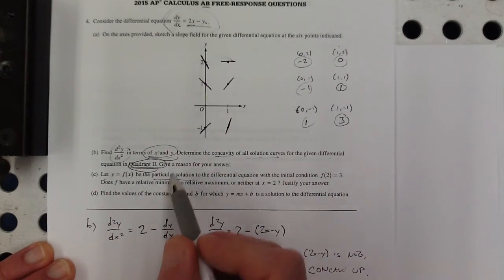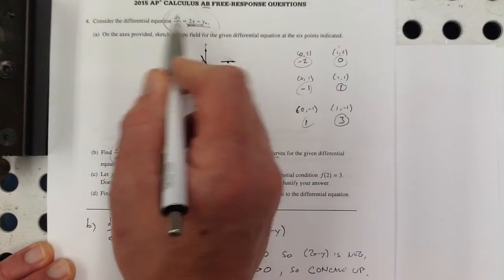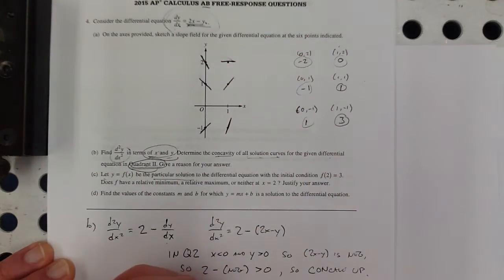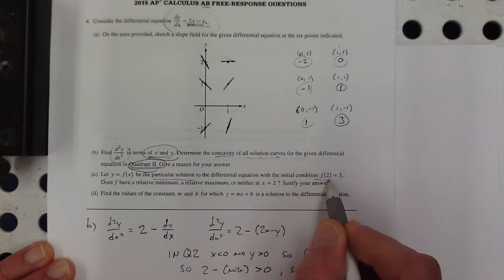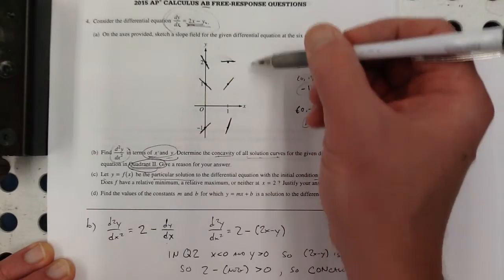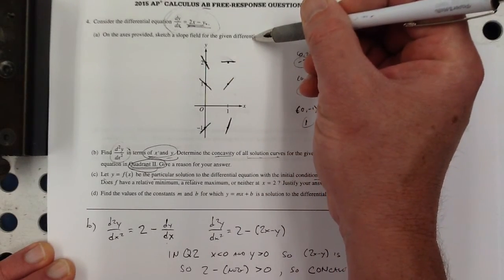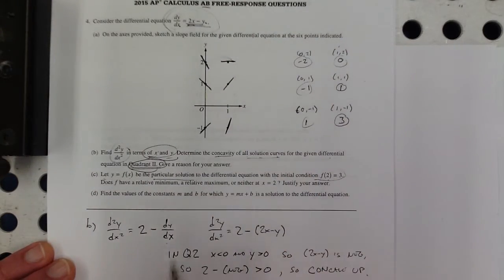Oh, no, we're not. Just kidding. But that would be if we were going to solve this. This is actually not one that you can separate, so we don't know how to solve that. So with the initial condition, f of 2 equals 3, that goes through the point (2, 3). We don't even have that on our slope field here, so we couldn't do a sketch or anything like that. But they're not asking us to do that.